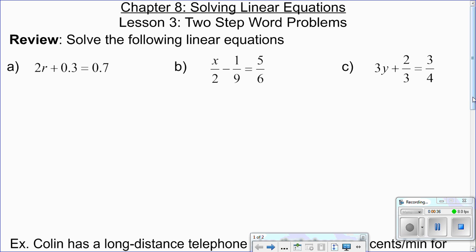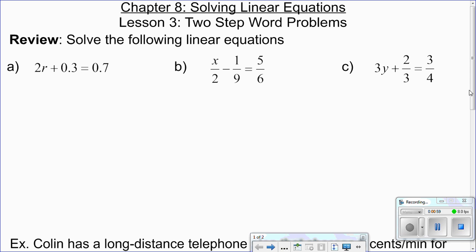So for this review, for these three questions, keep in mind that if it isn't in decimal form, you can always put it into decimal form. And if you can't put it into decimal form, then look at a way of getting rid of all the denominators, unless you feel confident with working with fractions.